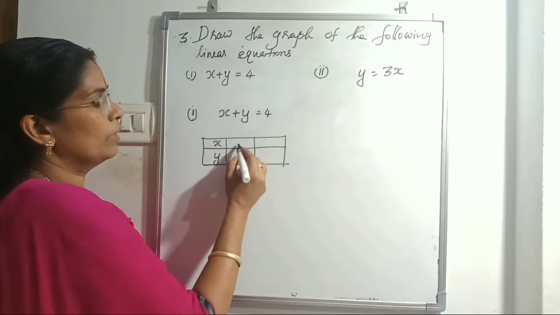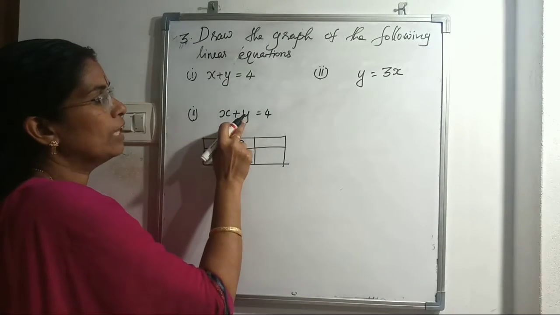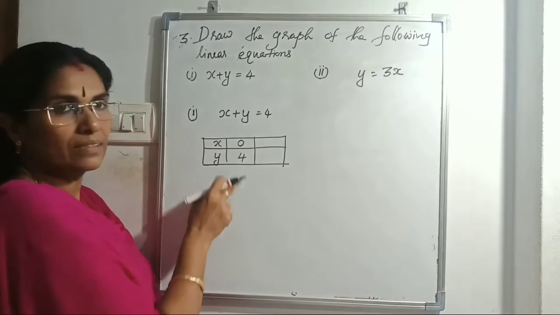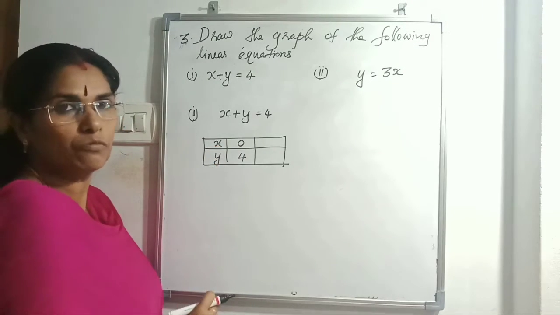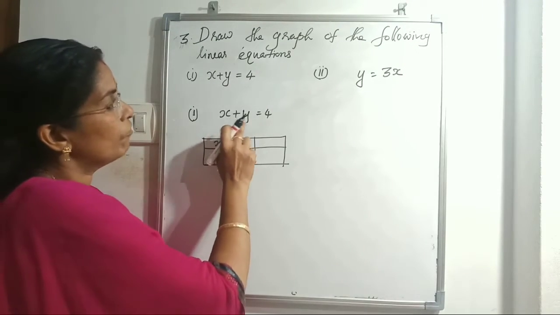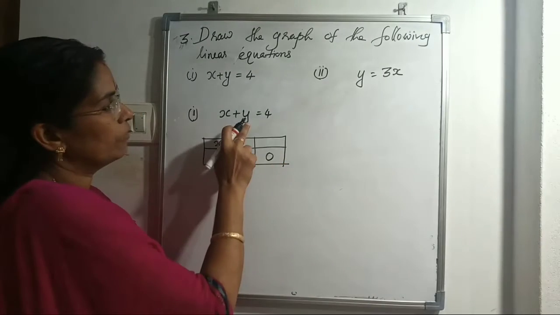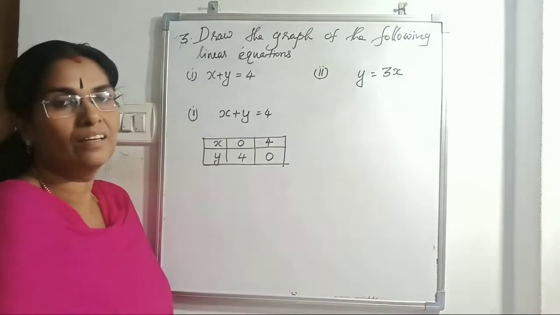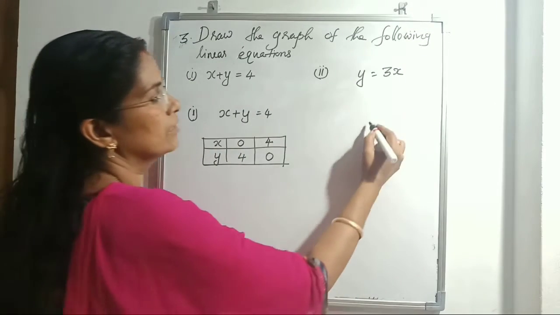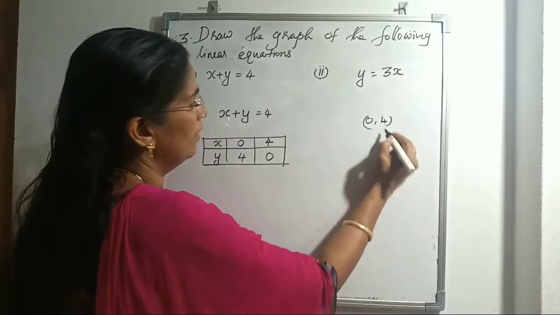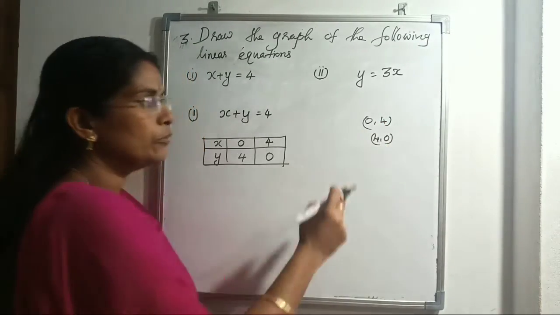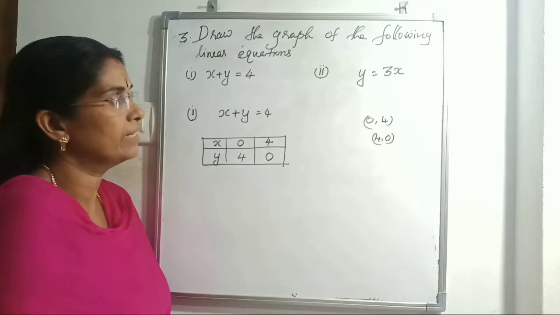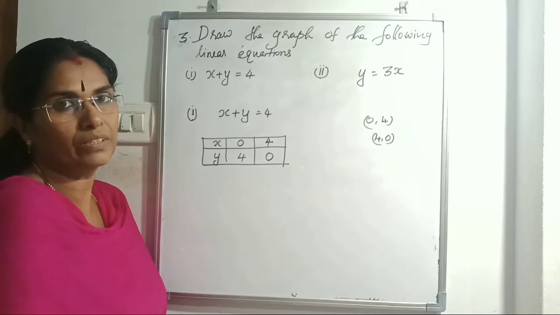Here I am putting x equal to 0. So what will be the y value? It is 4. We are just writing like this: x column 0 and y column 4. Now putting y equal to 0, what is the value of x? That is 4. Okay. These points (0, 4) and (4, 0) we have to plot on the graph and join these two points. That is the graph of this linear equation.